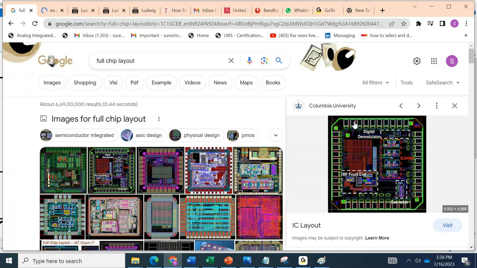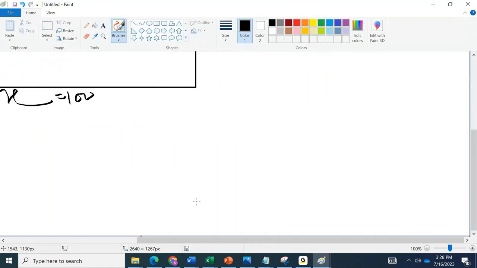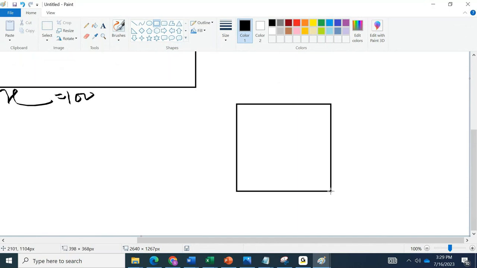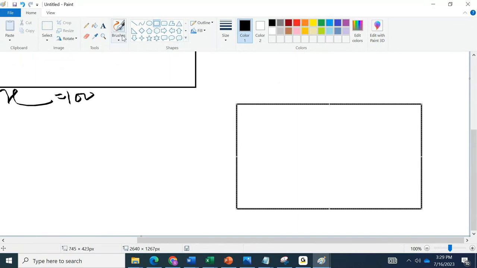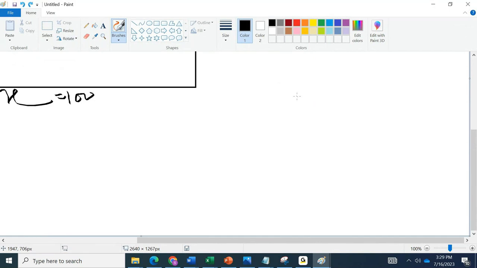You open 100 apps in the mobile phone and your charging will be slow. But if you close all apps, your charging will be very fast. So this is in the mobile phone. Inside that chip, what devices are there?